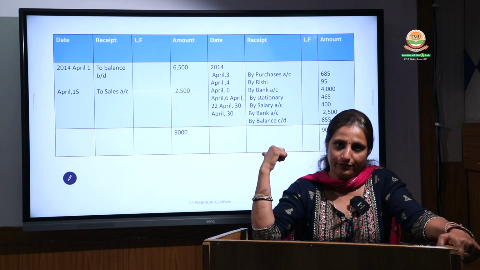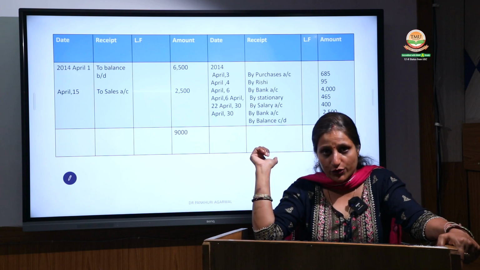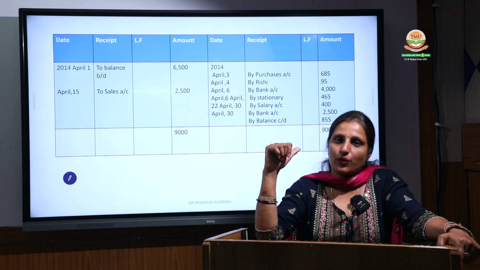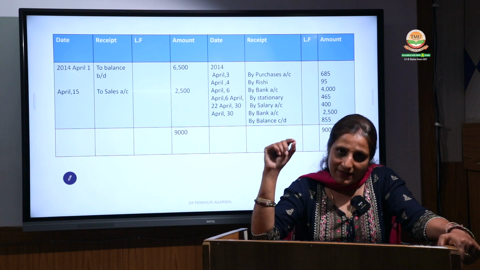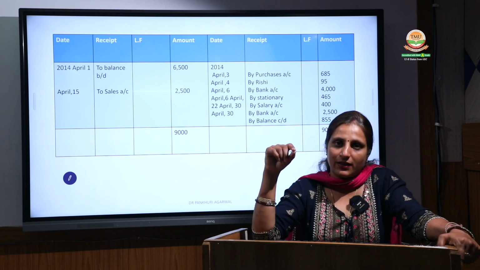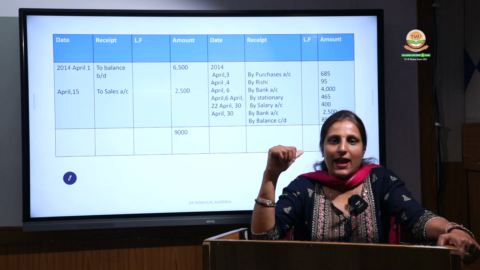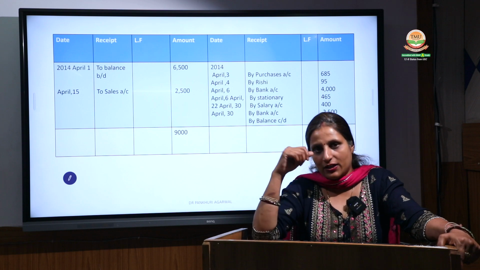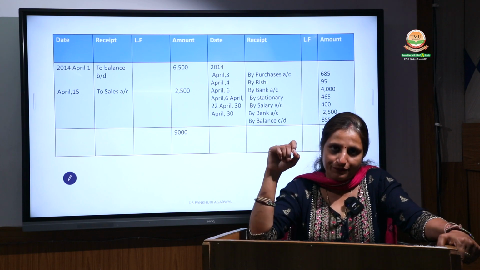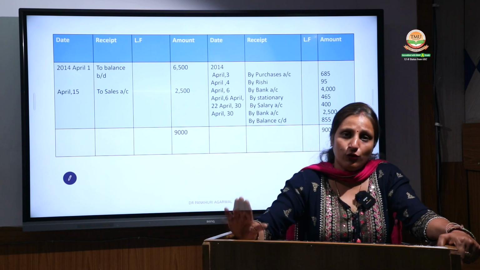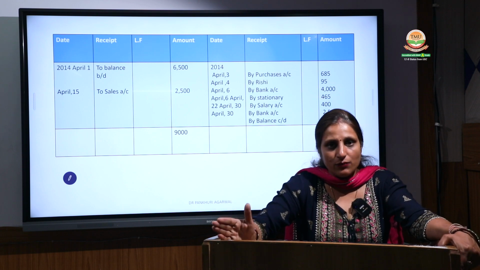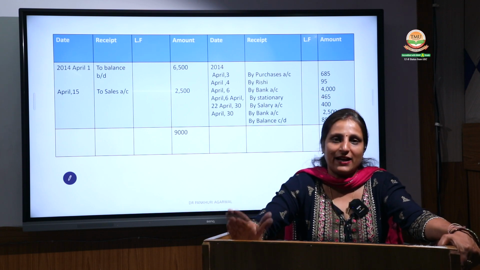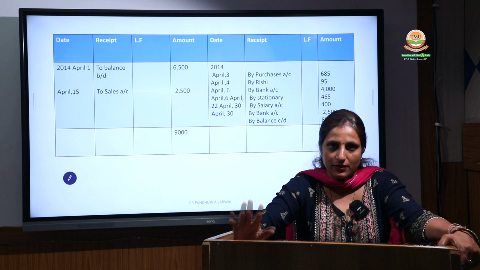Like in this question, we are receiving the payment from sales, therefore it is written as sales. On the debit side, all the entries will be shown with To, and on the credit side, all the entries will be shown with By. So on the debit side it will be To, and on the credit side it will be By. To sales account, by purchase, by stationery, by this, by this.